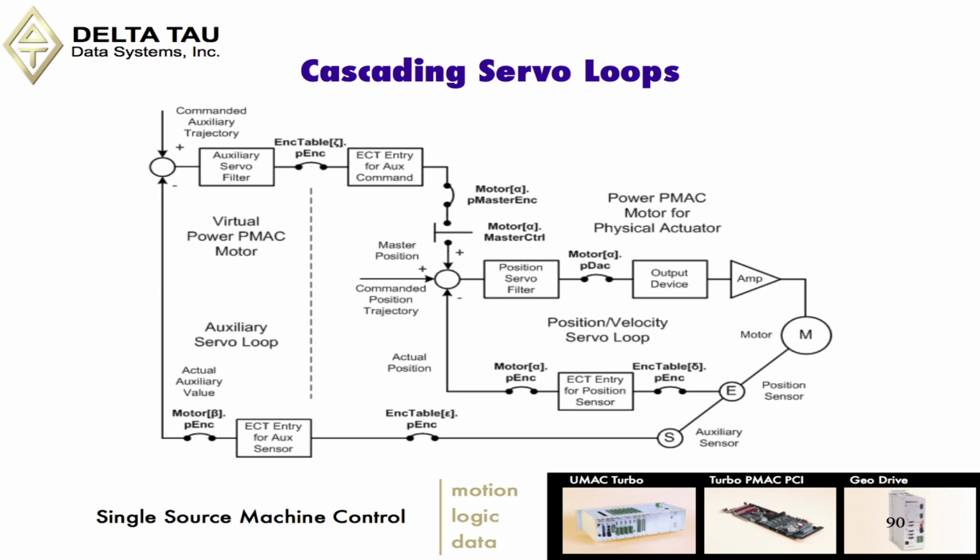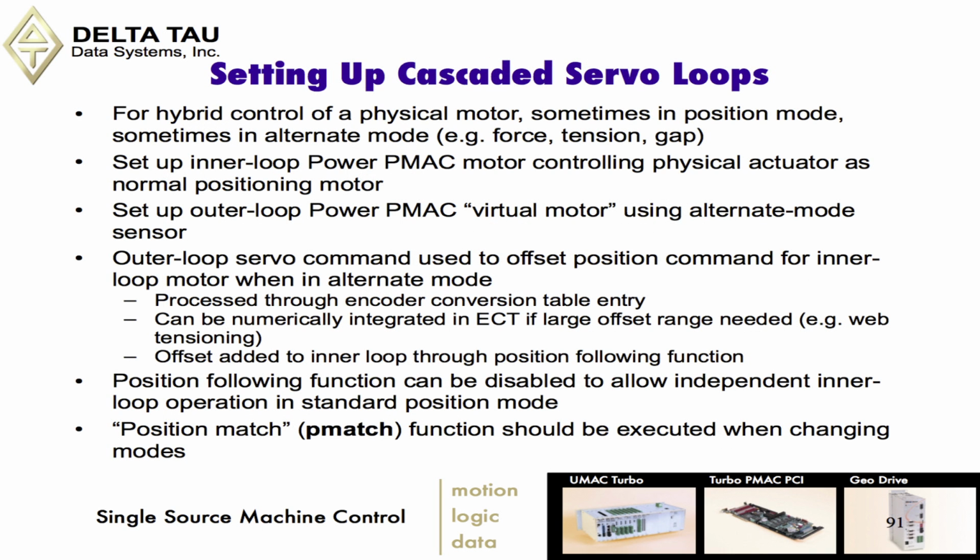Power PMAC can cascade servo loops, so you could have one servo loop fed into another servo loop. In this example here, we can see we have this auxiliary sensor. It could be a force sensor. So we have a position loop that we're closing a force loop around. A little bit later on in class, when we get into advanced topics, we can come back and talk about some of the details of setting up a cascaded servo loop.